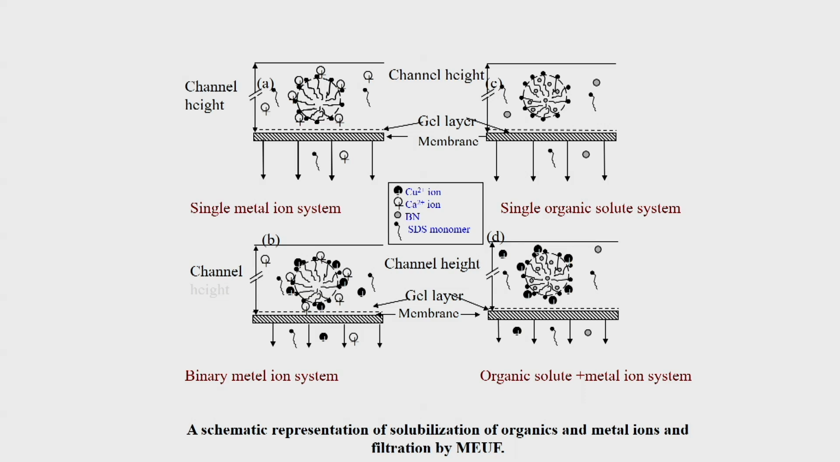Now, this is the pictorial representation of the separation of these metal ions, or organic pollutants, using anionic surfactants. The top surface of the anionic micelle is negatively charged. Then suppose we have either copper or calcium ions, these will stick on the top surface. This is the membrane surface, where one gel layer will be formed, and through this membrane only water should pass.